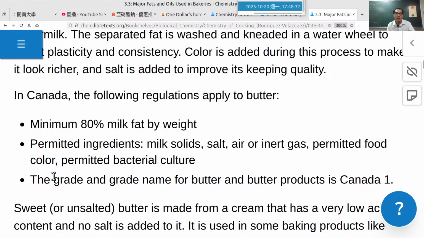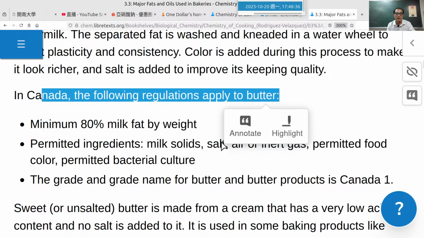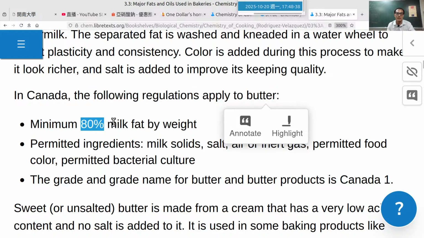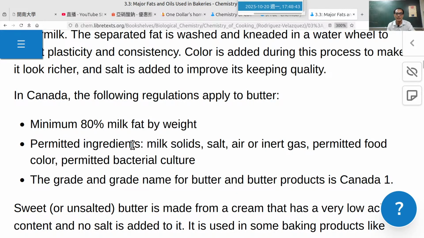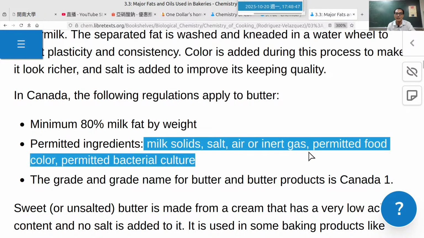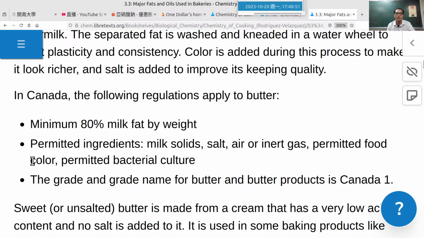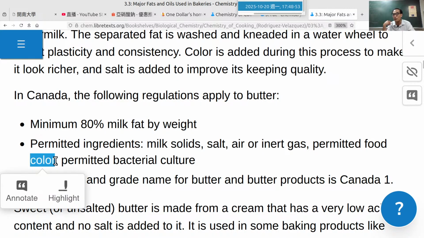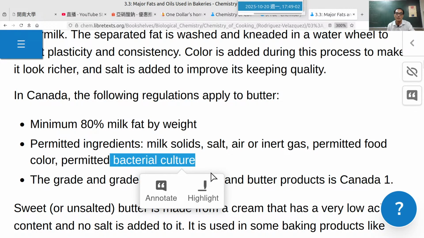Okay, and here in Canada, the following regulations apply to butter. Minimum 80% milk fat by weight. Permitted ingredients: milk solids, salt, air or inert gas. Permitted food color. Food color in our language is called food additives, but in English, food color actually is a food additive. Permitted bacterial culture like lactic acid bacteria.